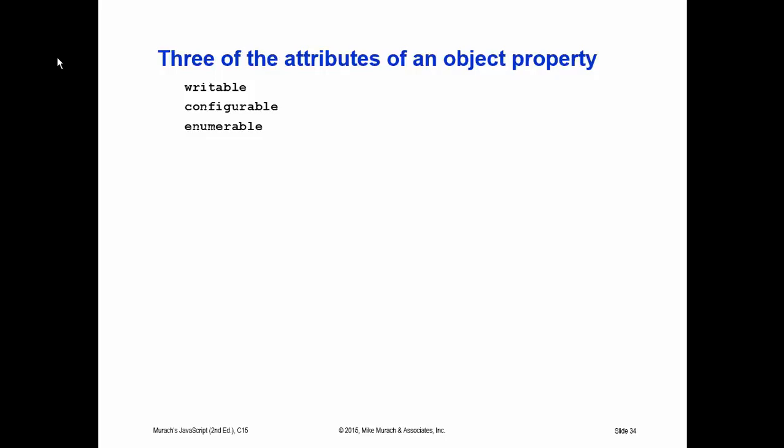So we see here three of the attributes of an object property. The first is writable, and that means the property's value, if it's set, can be assigned or changed. Second is configurable, where the property can be deleted or its type can be changed. And the last one is enumerable, where the property will appear in a for-in loop or the Object.keys method.